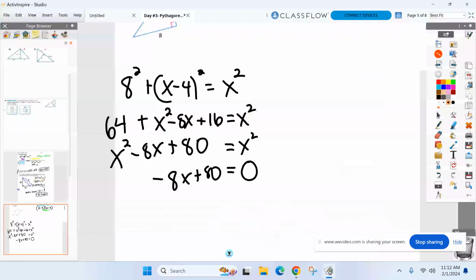Olivia, what'd you get for x? Good job. Yep. And that makes sense. It's positive. Only can have positive sides. Whew. X equals 10. Good work. Questions, comments? Any there? All right.